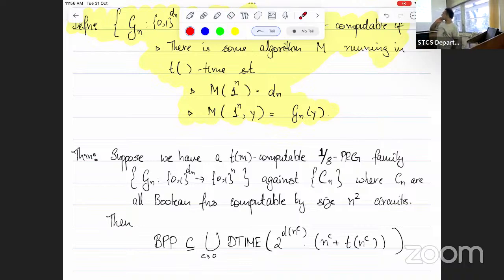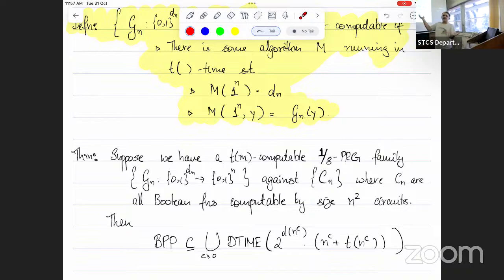Anyway, so let's look at the ideal situation of what we would want for PRGs. Maybe your class of functions is basically anything computable by Boolean circuits of size n squared. Maybe that's my class. And suppose by some miracle, we manage to find a pseudorandom generator, a 1 by 8 pseudorandom generator. The epsilon is set to 1 by 8.